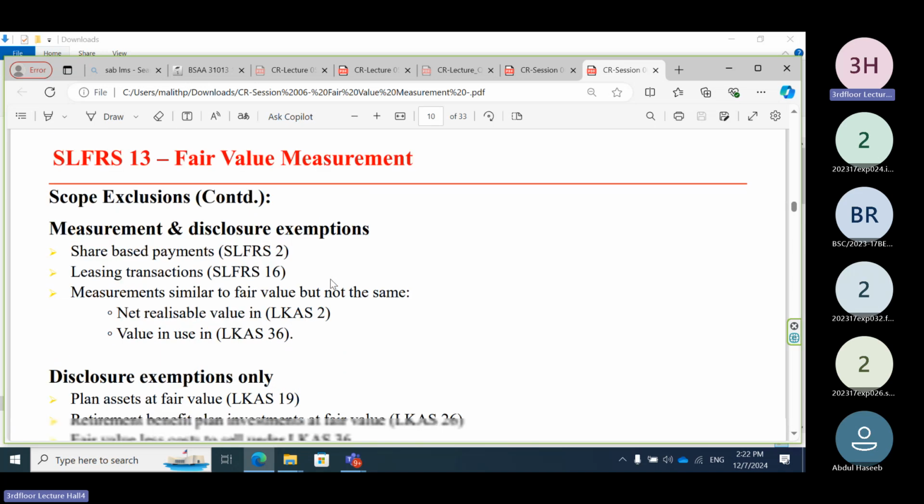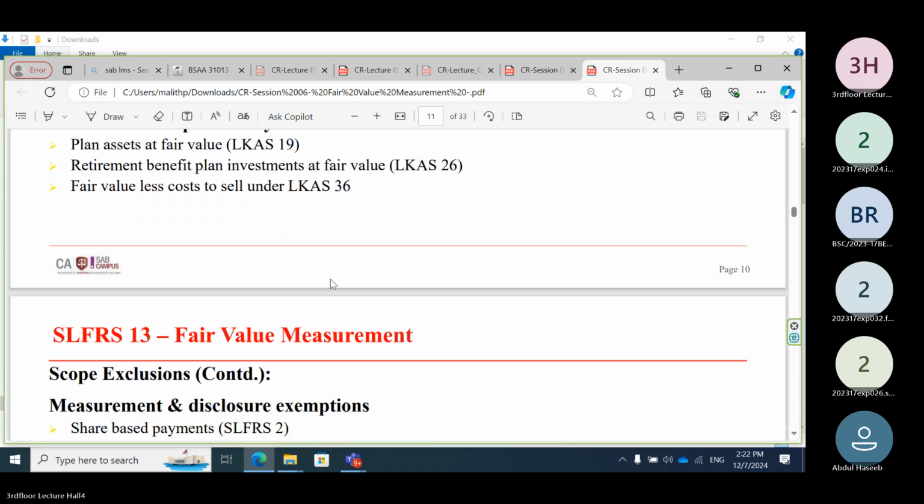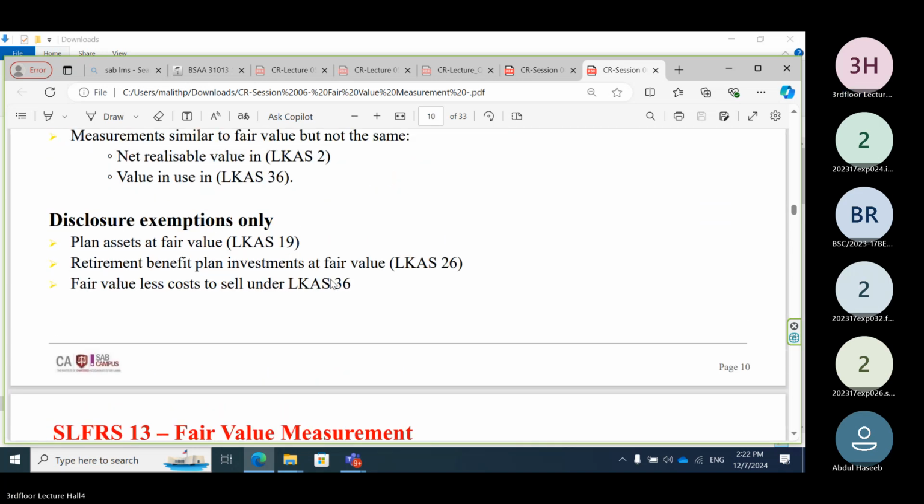This is the same. Disclosure exemption only, not measurement. Plan assets at fair value, LKAS 19. Retirement benefit plan investments at fair value, LKAS 26. Fair value less cost to sell under LKAS 36.